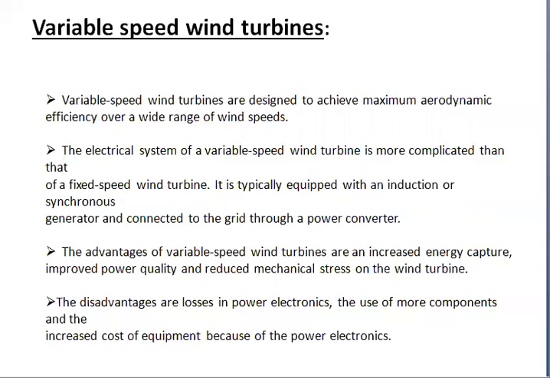The advantages of the variable speed wind turbines are an increased energy capture, improvement in the power quality and reduced mechanical stresses on the wind turbines. The disadvantages are the losses in the power electronics, the use of more components and the increased cost of the equipment because of the power electronics equipment which is used here.